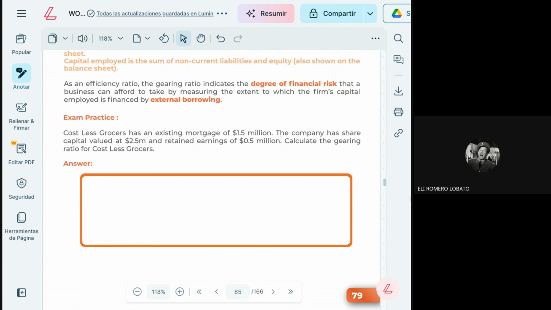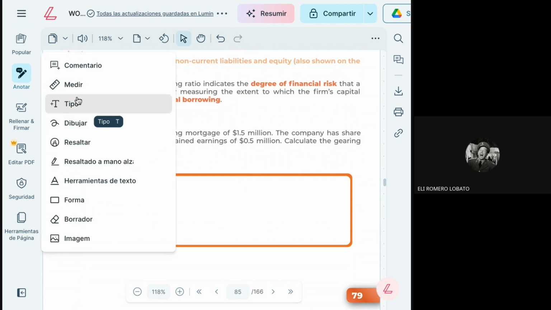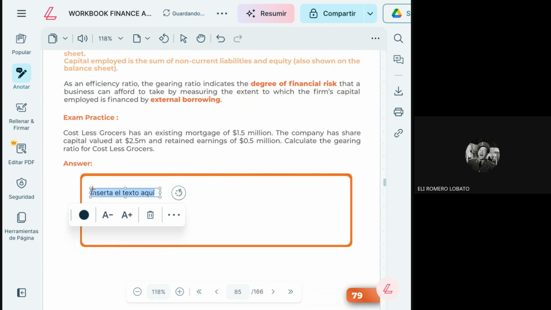Costless Grocers has an existing mortgage of $1.5 million. The company has share capital valued at $2.5 million and retained earnings of $500,000. Calculate the gearing ratio for Costless Grocers. This is kind of the issue that we need to identify. So what do we need to do here? Let me start. We need to identify the capital employed first.